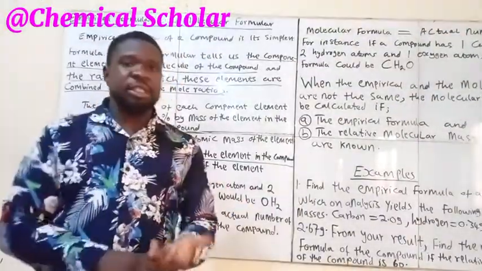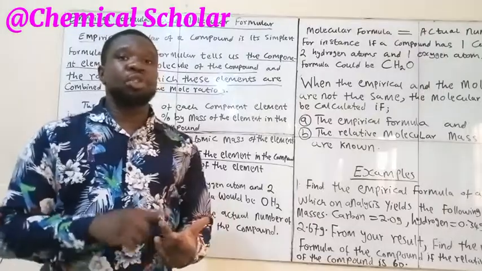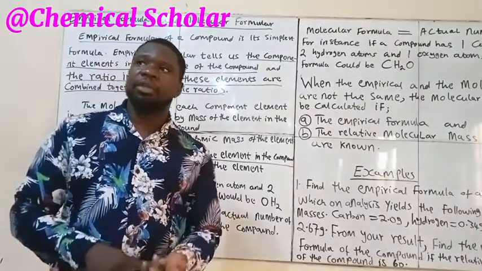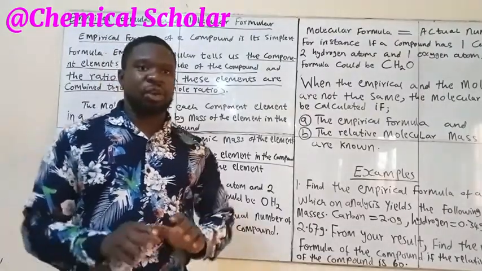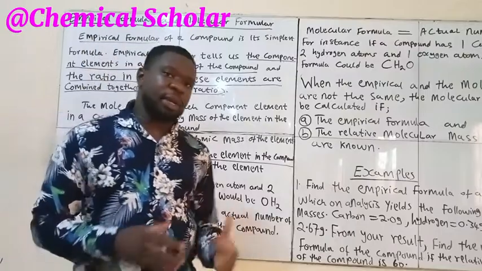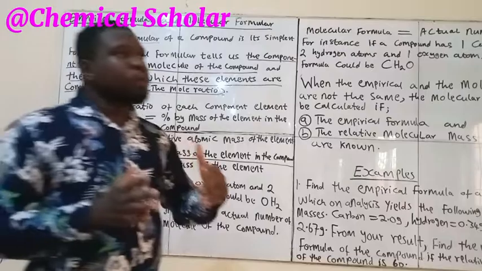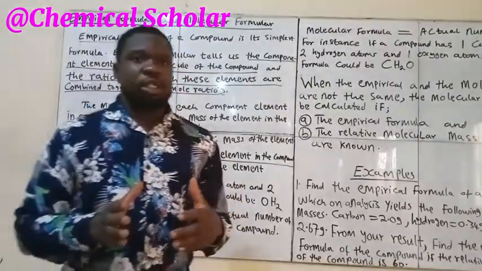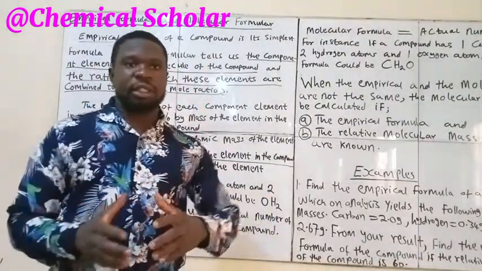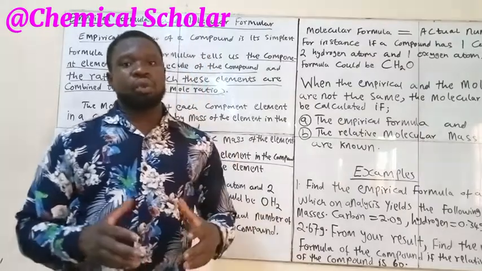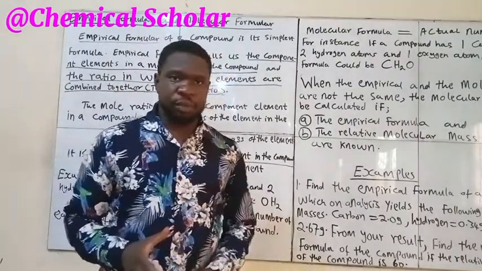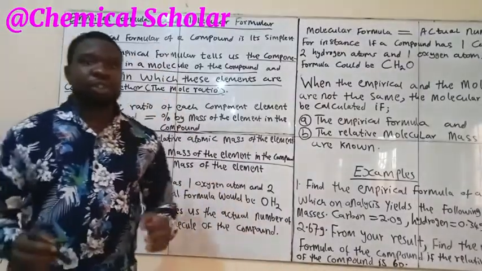That is the information that the empirical formula gives. So it tells us the elements in the compound and it tells us the ratio in which they are combined in the compound. It doesn't tell us the actual number of atoms contained in that particular compound. And the ratio in which the elements are combined in a particular compound is what we call the mole ratio. The mole ratios are found using two formulas.